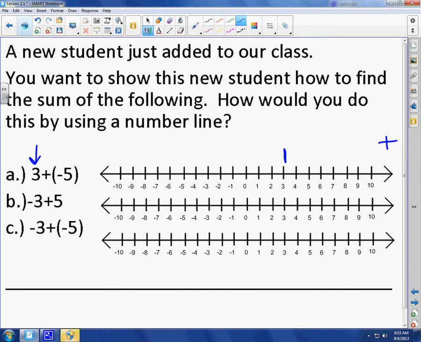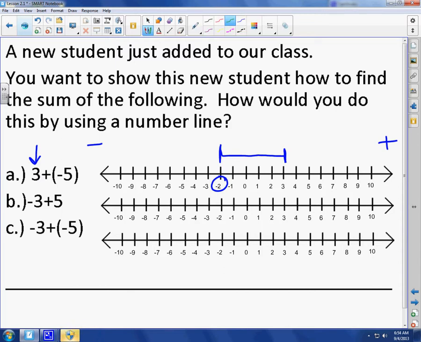Well, we know on a number line, if I add, I go to the right. If I subtract, I go to the left. So this is adding a negative 5, which is really subtraction. So I'm going to subtract 5. 1, 2, 3, 4, 5. And my answer is negative 2.